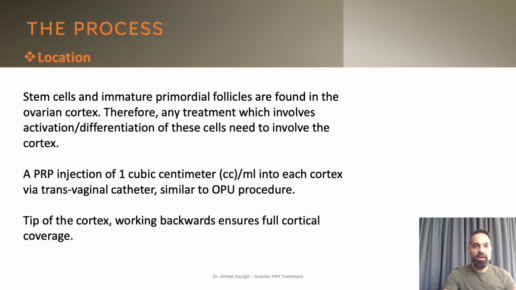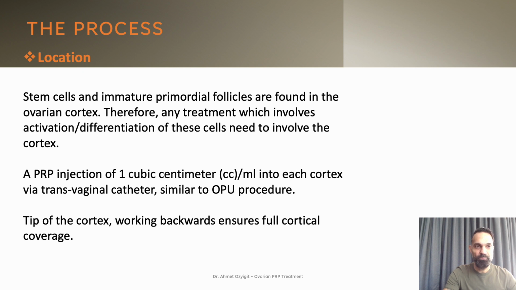The location, I've mentioned this briefly in the previous slides. The cortex is where you're going to find the primordial follicles. So any treatment which aims to help activation or differentiation of these cells will need to involve the cortex. So you inject 1 cubic centimeter of PRP, and this can be combined with exosomes as well. Exosomes help with cellular communication. So when you inject PRP along with exosomes, it gives you an even better chance of success.